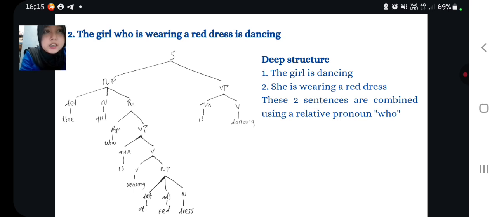Deep structure: the girl is dancing, and then she is wearing a red dress. These two sentences are combined using a relative pronoun who. And the noun phrase is the girl who is wearing a red dress, and verb phrase is dancing.